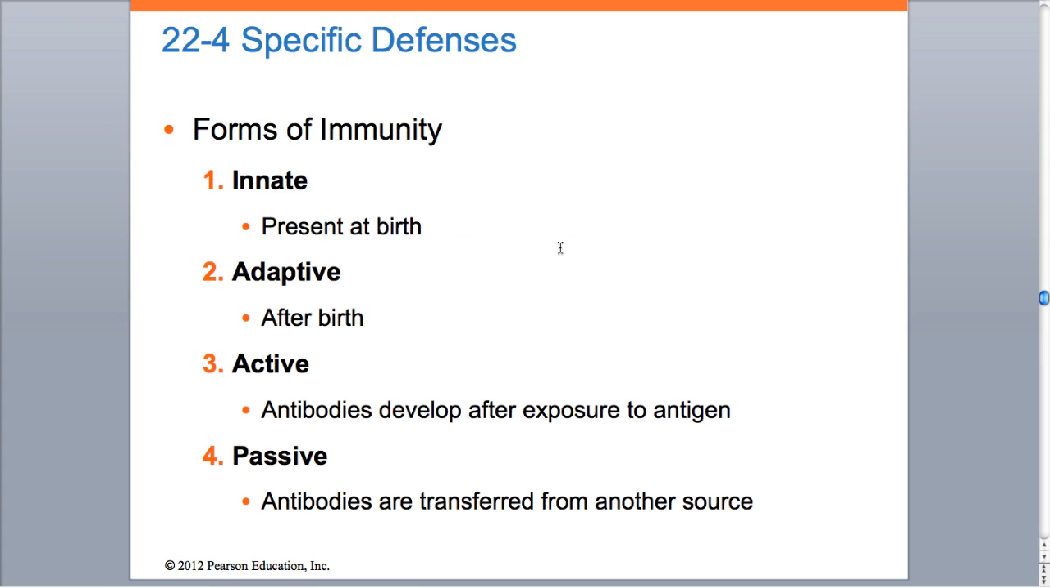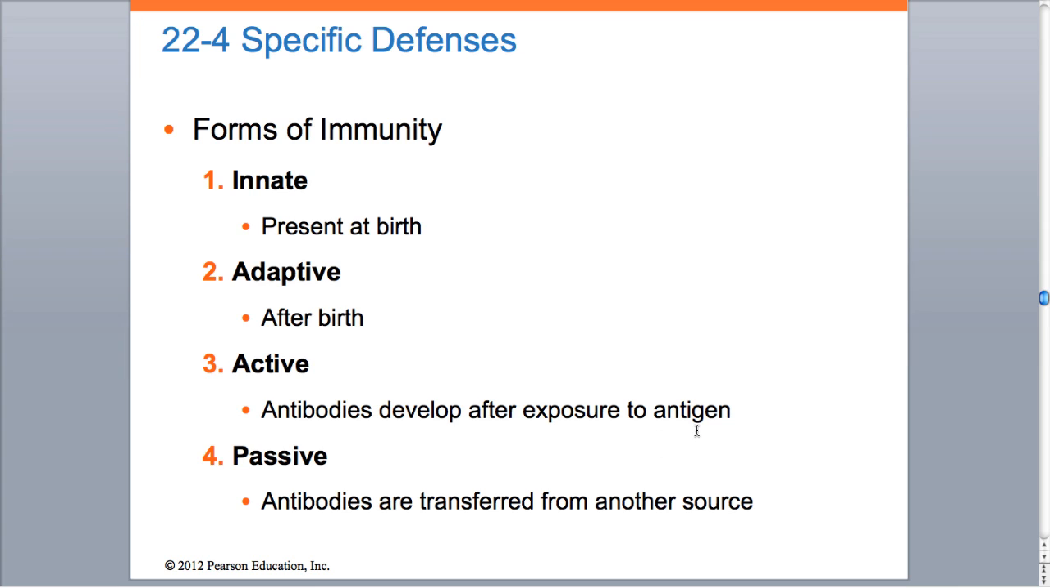Now, we have 4 kinds of immunity. The innate, present at birth, adaptive, after birth, active, and passive. Now, innate is okay. It means present at birth. Adaptive, after birth. That's fine too. The 2 that I'm most concerned with are active and passive. Active means that you yourself have gotten sick and made what?